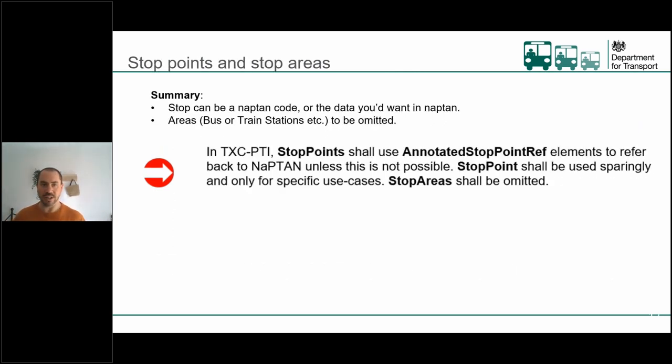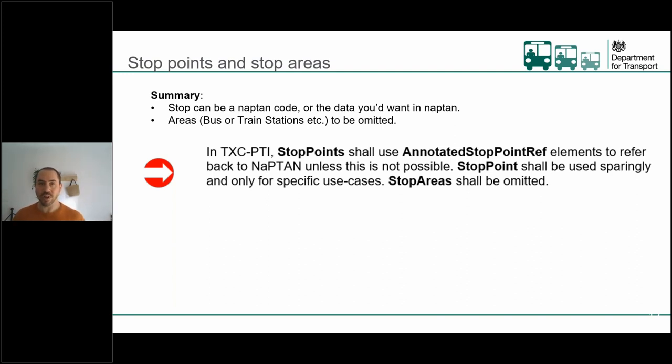Stop points and stop areas. So your stop can be a NaPTAN code, or the data you'd want in NaPTAN, but only really in exceptional circumstances. Areas, so groups of stops, are not to be included in TransXChange files sent to BODS.